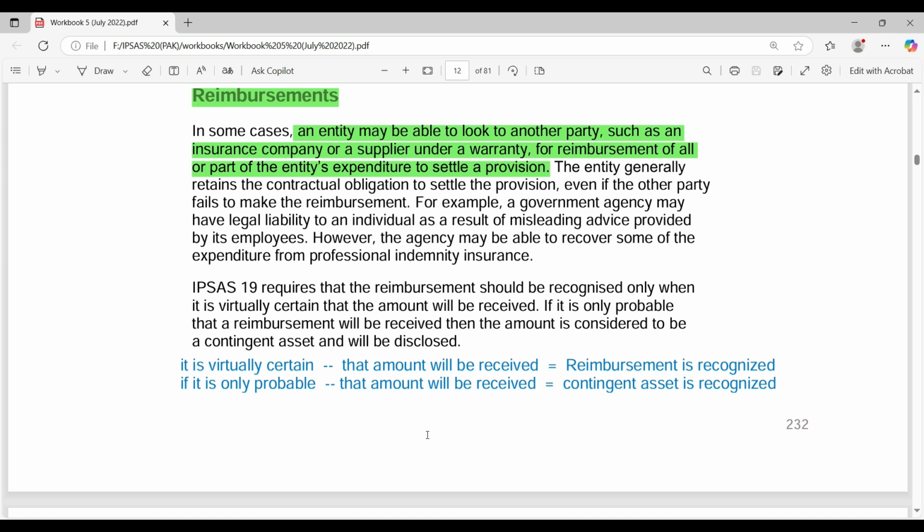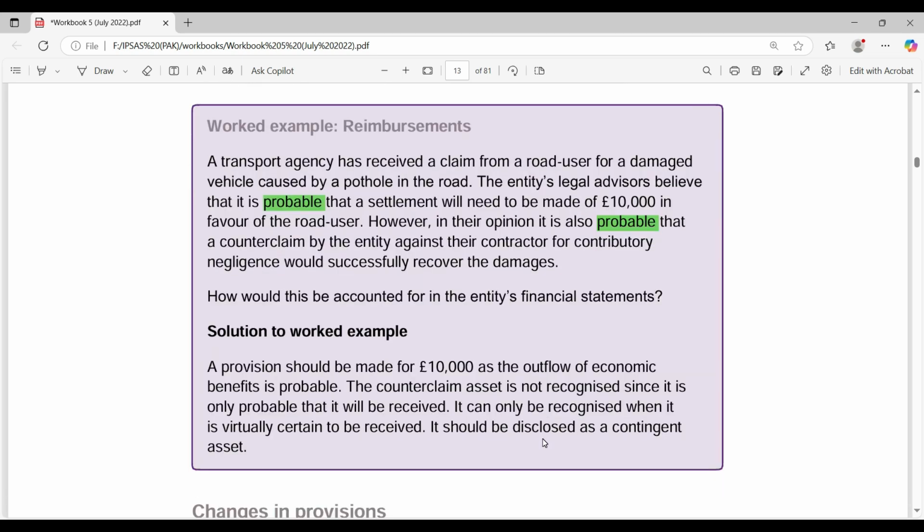But we only take the reimbursement amounts in the financial position when the reimbursement is 100%. When the reimbursement is 100%, okay. It means that it is when there is virtual certainty. In the case of reimbursement, when the reimbursement is virtually certain, it means that there is a near 100% chance that reimbursement will occur and the amount will be received, then the reimbursement is recognized. Whereas in other cases, see the example of reimbursement.